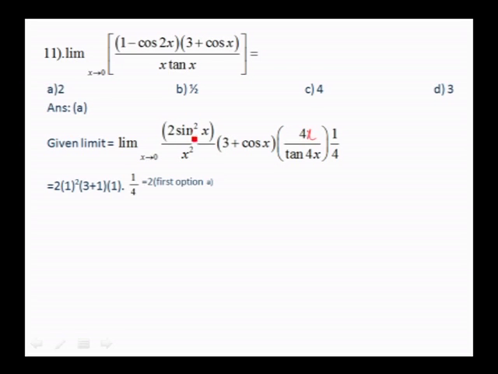So this is 2 into 1 square, because limit of sin x by x as x tends to 0 is 1, it is 1 square. 3 plus cos 0 is 1, so it is 3 plus 1, and 4x by tan 4x is 1, because tan theta by theta or theta by tan theta as theta tends to 0 is 1, so limit of 4x by tan 4x is also 1, and into 1 by 4. So if you simplify this one, you get 2. So option is A.